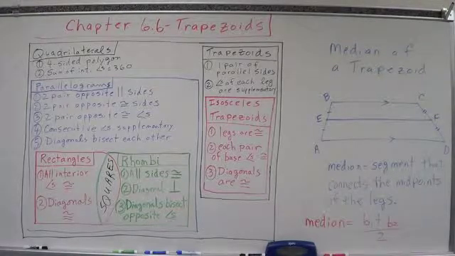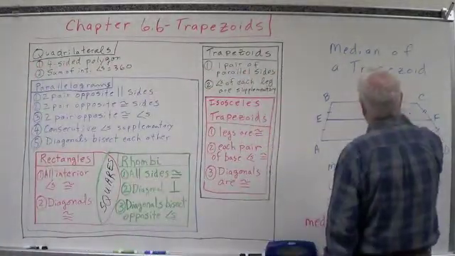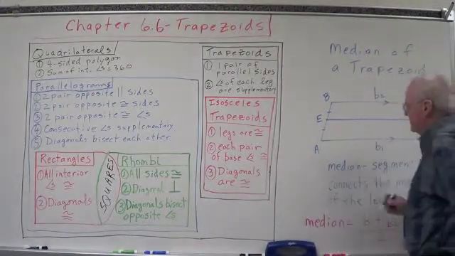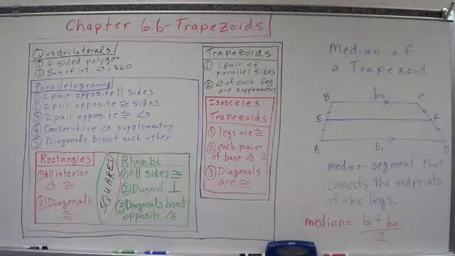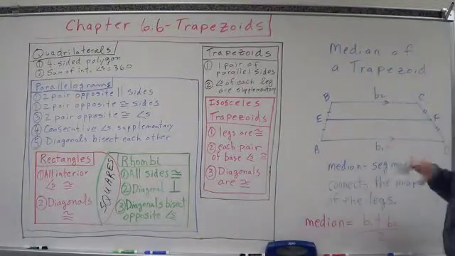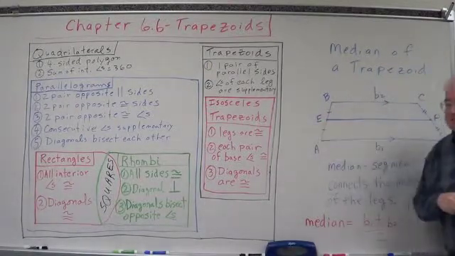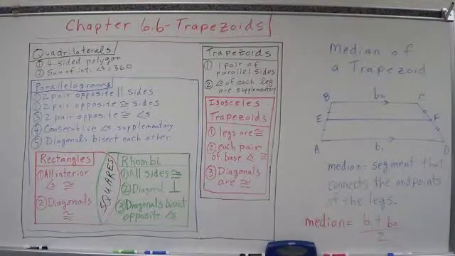There's one other item of a trapezoid that we need to go over, and that is the median of a trapezoid. Notice I left our rules up because we're going to need to use them. But the median of a trapezoid, here's a trapezoid. Notice our legs over here, we've cut them in half. E is the midpoint of leg AB. F is the midpoint of leg CD.